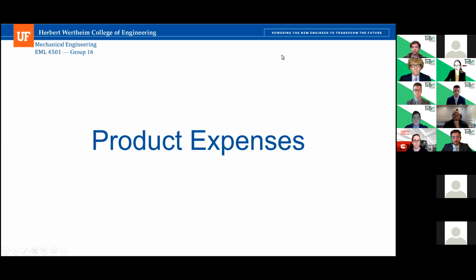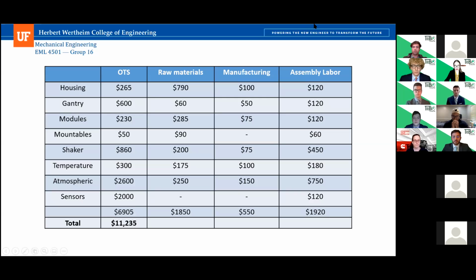All right, quickly moving through our product expenses. This is a chart showing our expenses for off-the-shelf parts, raw materials, manufacturing, and assembly labor. Our total cost comes out to be a little over $11,000, but this is a conservative estimate, rounding up for most values, including using a $58 an hour recommended value for the assembly labor.